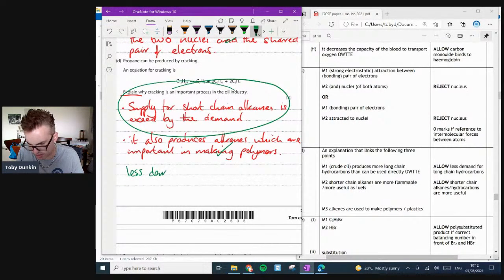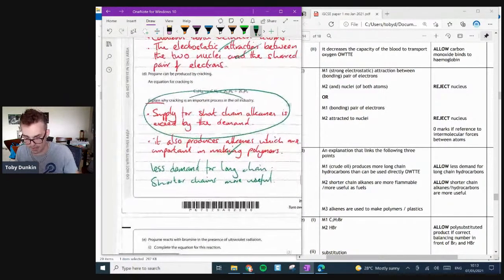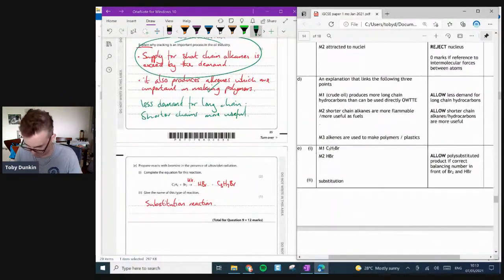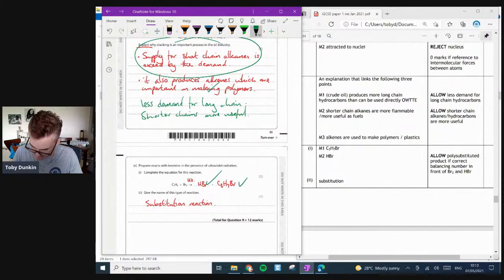Less demand for long chains. Hate that. It's garbage. Shorter chains more useful. No, it's complete crap. By the way, I'd be emailing Edexcel about that. Tick and tick.